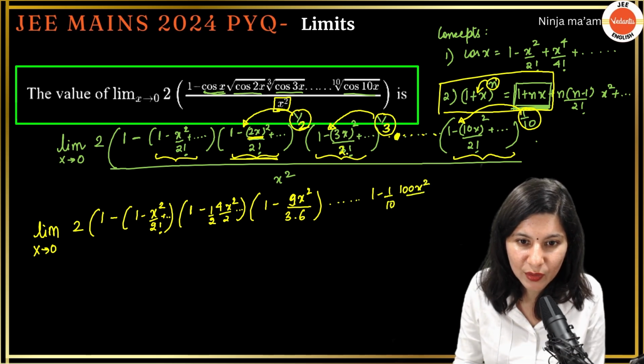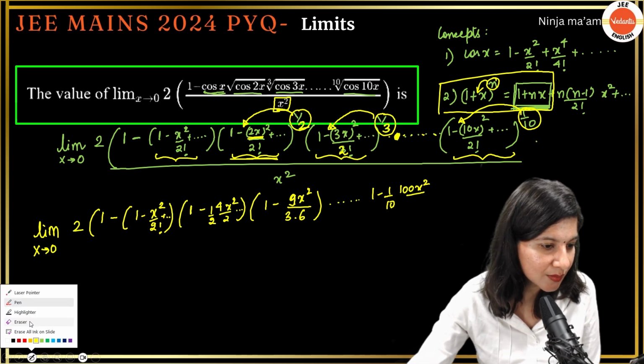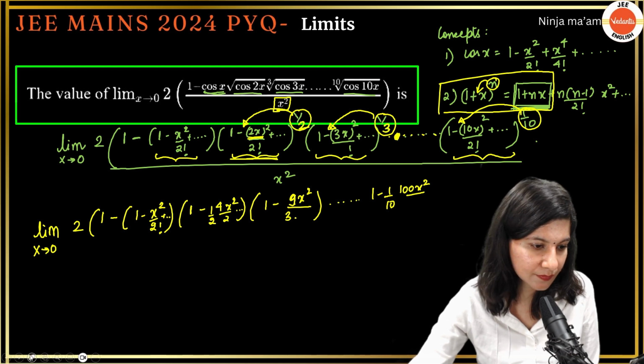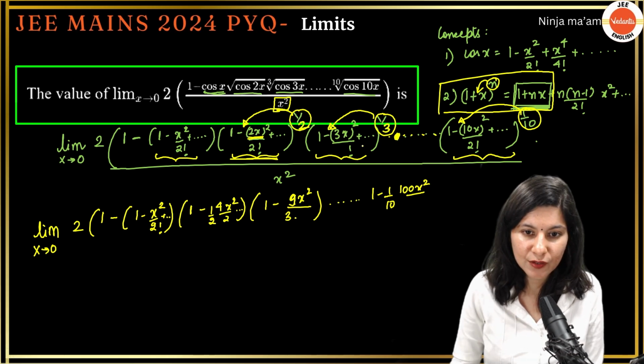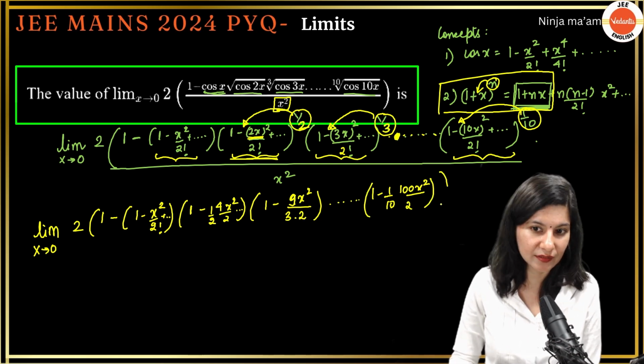So this is 2 factorial, right? Sorry, this is not 3 factorial. Every time the second term is having 2 factorial. Yes. So 2 factorial here, 2 factorial here, and this is again 2. And we are done.